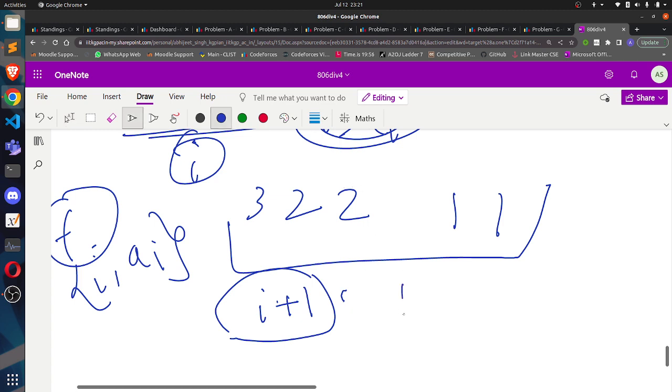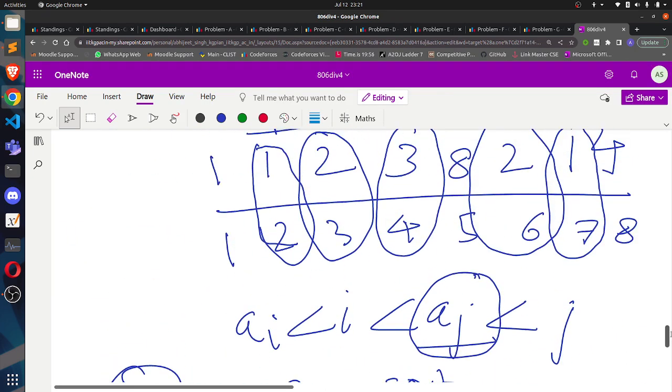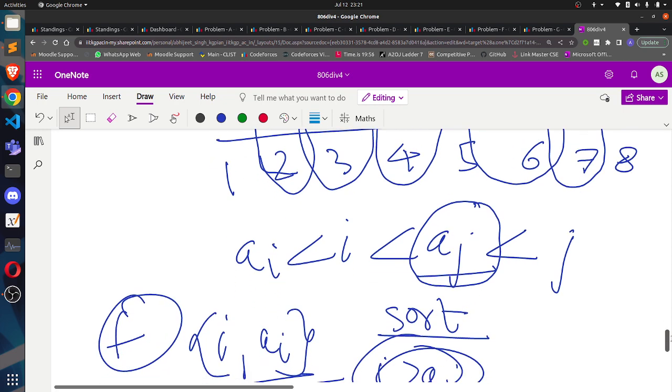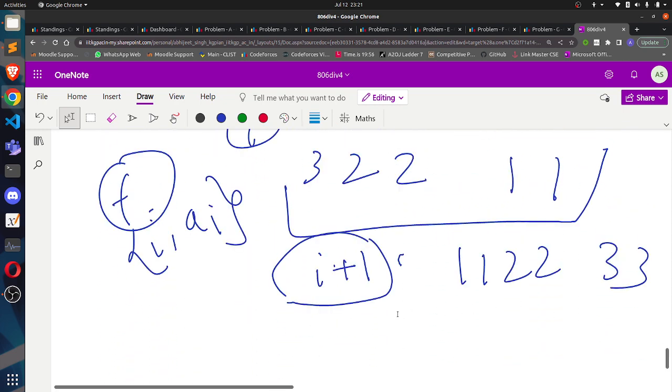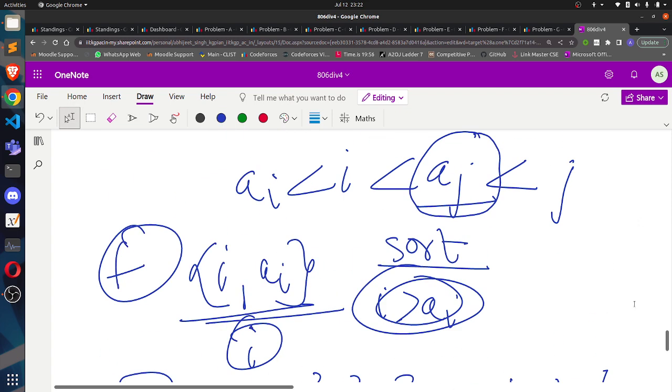Sorry, this will be in sorted order. I have written it reverse sorted. So 1 1 2 2 3 3. So what are the values of AI I plus 1? So it is I plus 1 is 2 3 4 6 7. So first I will use lower bound on this array using 3, and then I will get two indices, these two.